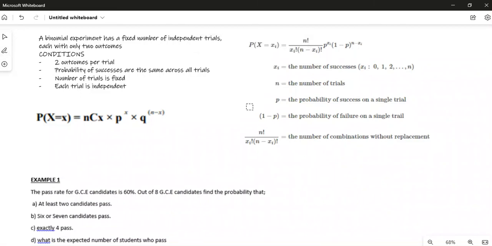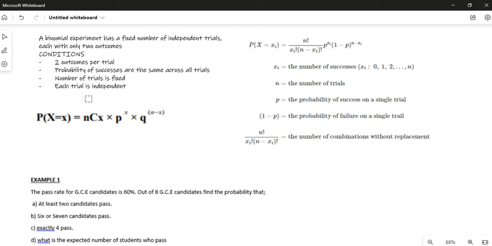All right, so we're looking at the binomial distribution. We have to remember that a binomial experiment has a fixed number of trials, each with only two outcomes, all right? And these are the conditions of a binomial experiment. We only have two outcomes per trial. The probability of success is the same across all trials. The number of trials is fixed and each trial is independent.